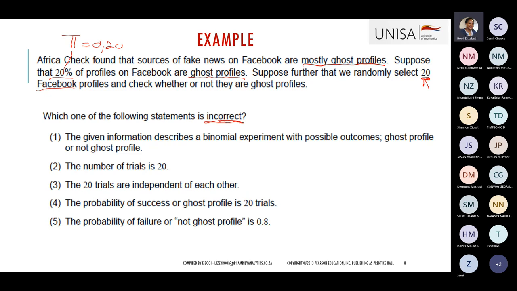The given information describes a binomial experiment with possible outcomes, ghost profile or not ghost profile. Is that correct or incorrect? Correct, because we have two outcomes, ghost profile and not ghost profile. Number two, the number of trials is 20. Correct, because our N is 20. We just established that. The 20 trials are independent of each other. Correct. That will be correct in terms of ghost profile and not ghost profile. They cannot influence one another, so they do not affect each other.